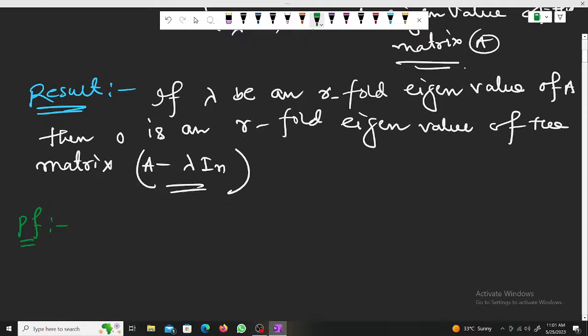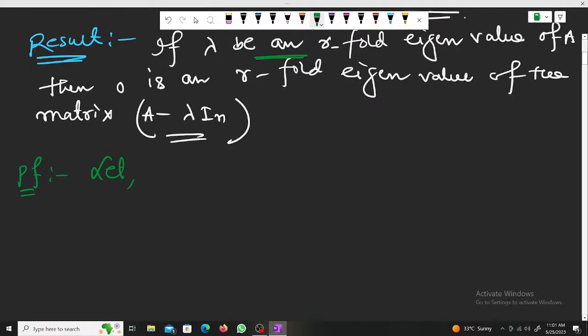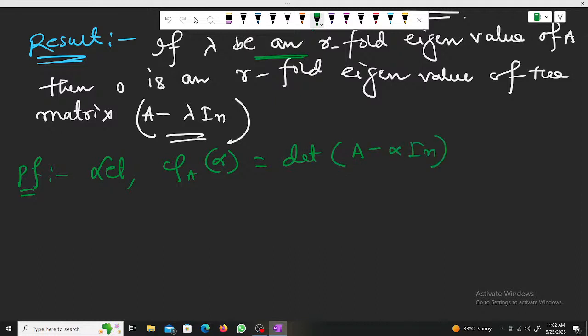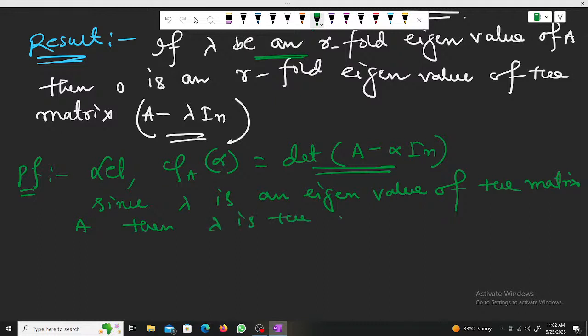কি দেওয়া আছে, lambda is r-fold eigenvalue। ওকে, সাপোজ আমরা যে ক্যারেক্টারিস্টিক্স ইকুয়েশনটা যদি আমরা এইভাবে কনসিডার করি যে let phi of A of alpha equals to determinant of A minus alpha into In, since lambda is an eigenvalue. এটা আমি জাস্ট লিখলাম ডেফিনেশন থেকে, eigenvalue of the matrix A, then lambda is the root of the characteristic polynomial phi A, right?